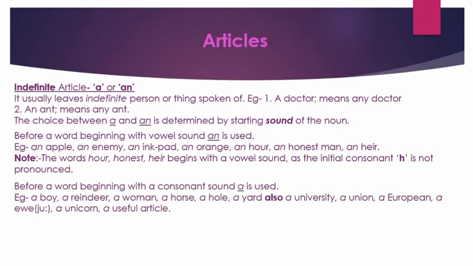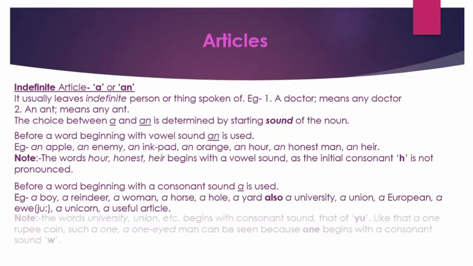Before a word beginning with a consonant sound, a is used. The examples are given below. A boy, a reindeer, a woman, a horse, a hole, a yard, and also a university, a union, a European, a eve, a unicorn, a useful article.